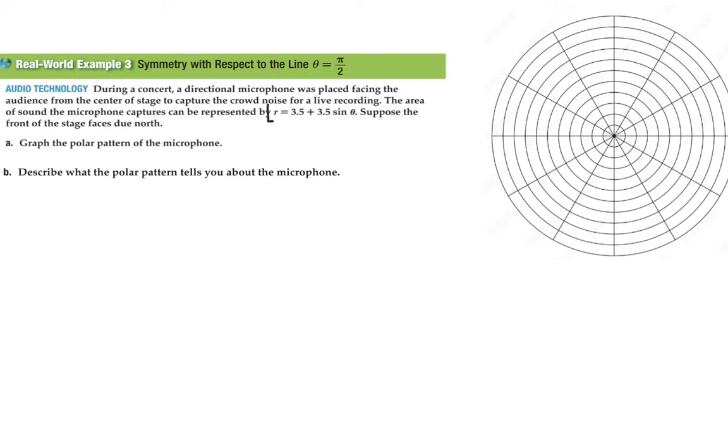Here's our equation. R equals 3.5 plus 3.5 sine theta. Suppose the front of the stage faces due north. Really, all of that, other than the equation, is fairly irrelevant. So the first thing you want to focus on is the fact that it's a sine graph instead of a cosine graph. Means it's going to be symmetrical with respect to pi over 2, which means the table that we need to create is going to be from negative pi over 2 all the way to pi over 2.